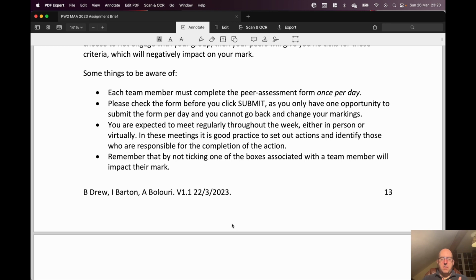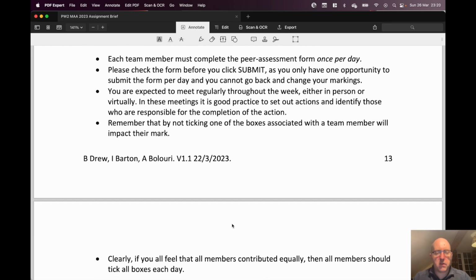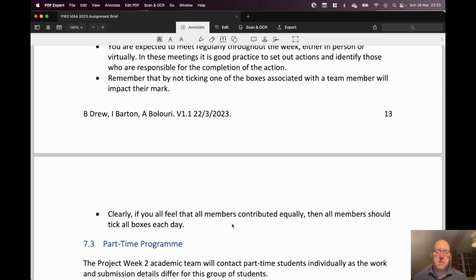Like I said, as a part of the group work activity, you're expected to meet regularly throughout the week. So either in person, and it's a good idea in those meetings to set out actions and identify those who are responsible for completing an action. Obviously, that aligns with the ticks that you've got to do. Okay, and remember that by not ticking one of the boxes, that will impact your fellow team members' marks.